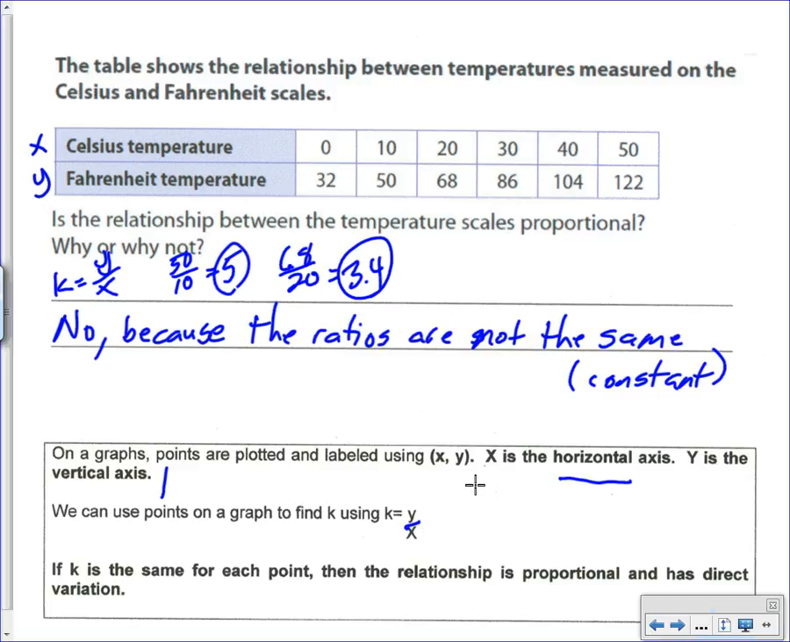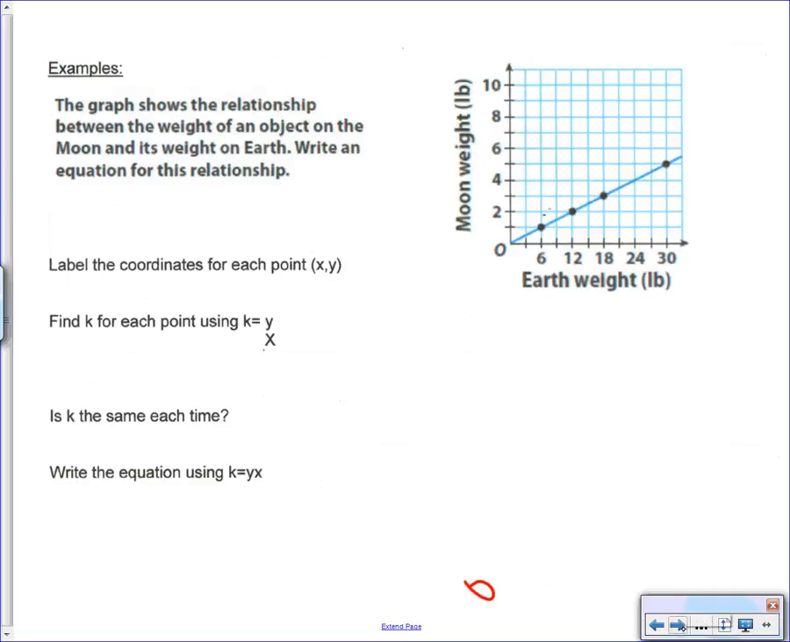So let's flip over to this page and look at this example. All right, the graph shows the relationship between the weight of an object on the moon and its weight on Earth. Write an equation for the relationship. So it has points here. 1, 2, 3, 4 points. We have this point.